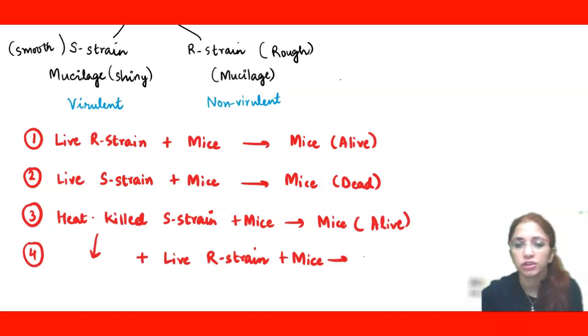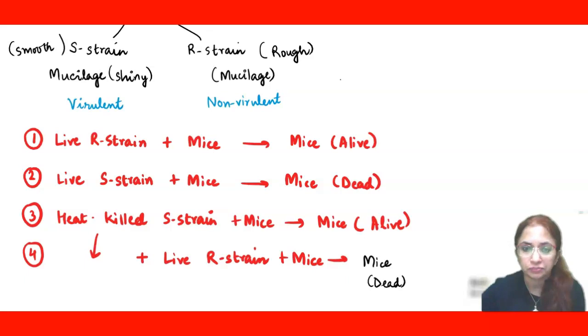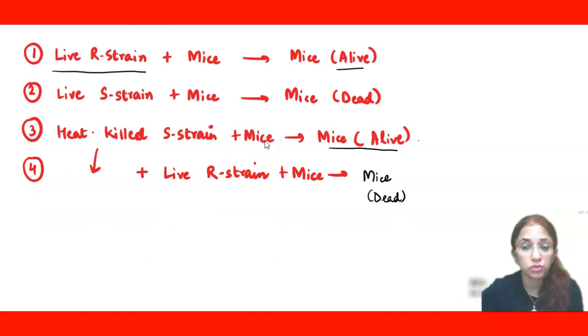Here Griffith noticed that the mice was dead, right? Individually, you will see that the R strain here was making the mice alive. Heat-killed S strain was also causing the mice to live. Now Griffith was quite confused. He was quite amazed to see the results.